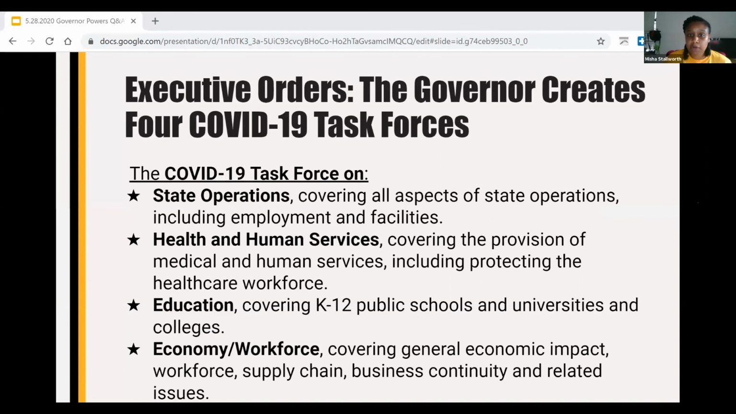The governor also created 4 task forces comprising key state government agencies to coordinate the state's response and work closely with the appropriate community and non-governmental stakeholders. So there's a task force on state operations, which includes employment and facilities. There's a task force on health and human services. We talk about providing medical services, human services, protecting healthcare workers. There's a task force on education. What will be the educational guidelines for K-12 schools, opening and closing, and this also covers our public universities and colleges. There's a task force on the economy and workforce, covering general economic impact, the workforce supply chain, business continuity, and issues of that nature.